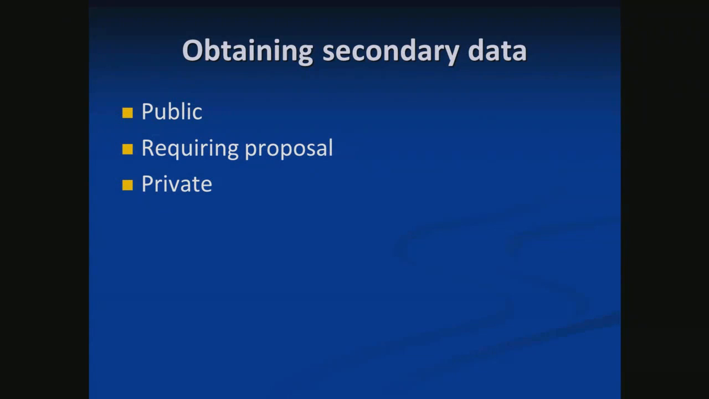The second type of data sets are public to some extent, in that they don't cost money, but they require a proposal. Those are a lot of the, for example, NIH-funded studies that are not meant to be public access, but are still public in that they're federally funded, so they're technically free.